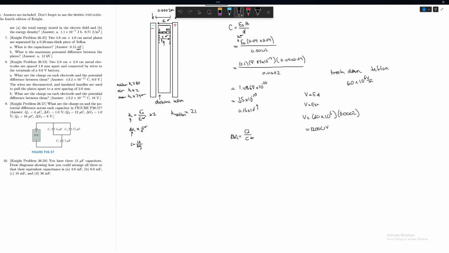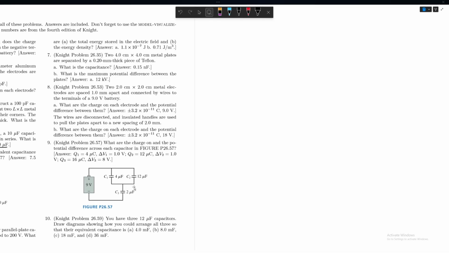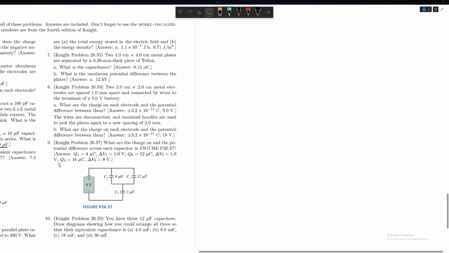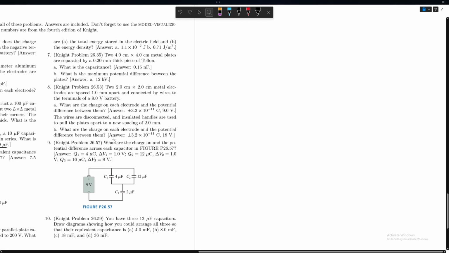Thank you guys for watching. There's 3 more questions. I was going to go through them, but I read them through, and to be honest, they are regular questions that we've already covered. For example, this one: what are the charges and the potential difference across each capacitor? Well, you turn it all into one capacitor, get the potential difference, split it apart again, get the potential difference, and so on. So I'm going to leave that for you guys to solve. If you need help, comment, and then I'll do them.